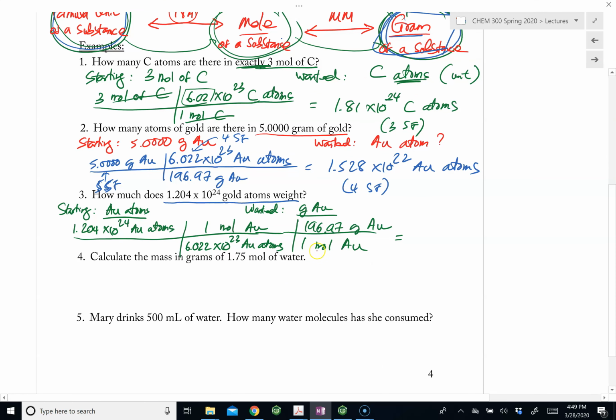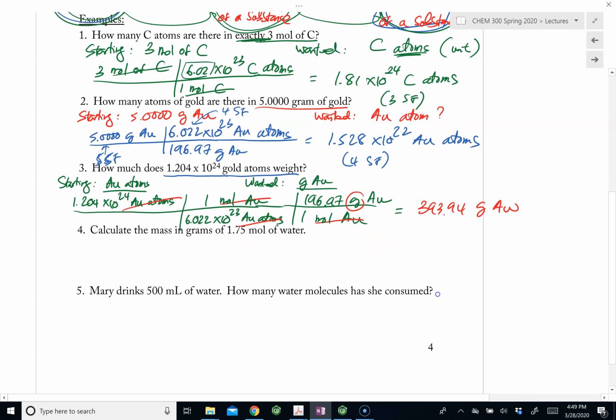And now we will see the unit of mole of gold cancel out with mole of gold from here, and gold atom cancel with gold atom as well, and we'll end up with gram of gold. And in this case, this will then equal 393.94 gram of gold.